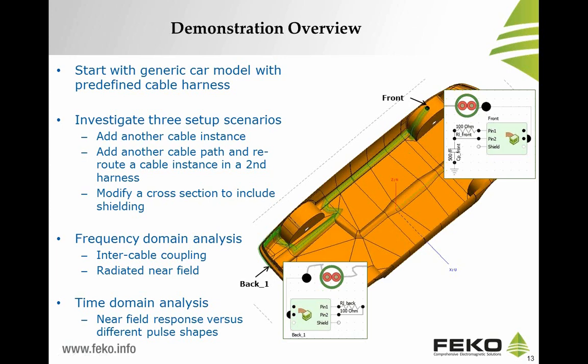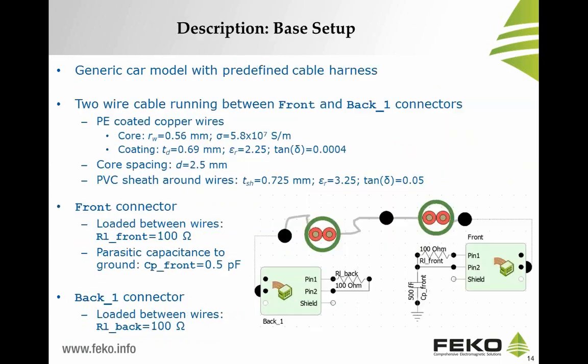In the first instance, we will add another cable instance to run in the same path, where we will illustrate the effect of LC coupling. In the second setup, we will add another cable path and reroute the cable instance, our power cable, which we will define, thereby reducing the coupling by routing it further away from the first cable. And in the final section, we would like to introduce shielding to also show the effect on the reduction of cable coupling. We will be looking then at the frequency domain analysis results for intercable coupling and also the radiated near field, and then the time domain analysis results will be considered on the near field.